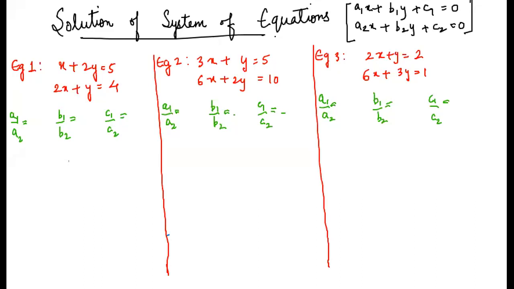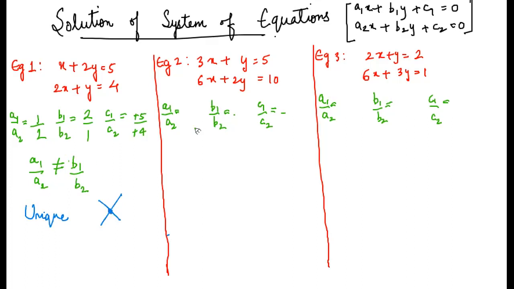So here a1 by a2 is 1 by 2, b1 by b2 is 2 by 1, c1 by c2 is minus 5 by minus 4, which is 5 by 4. So from the comparison, we can now write that a1 by a2 is not equal to b1 by b2. So which means it has unique solution, just one solution. And the lines are intersecting at one point.